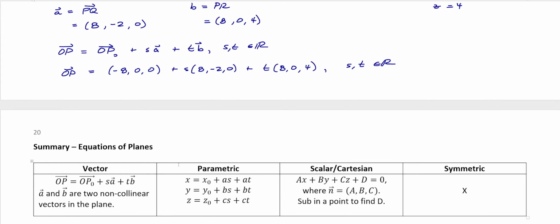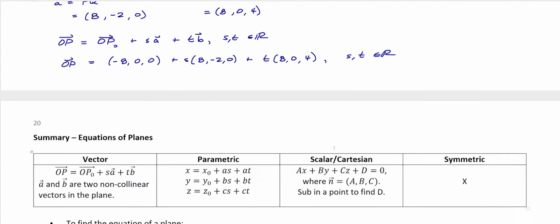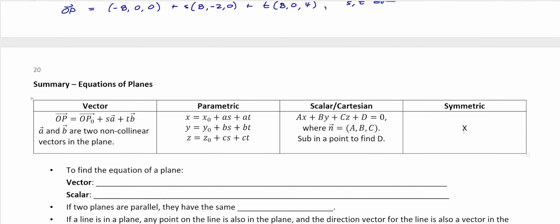Okay, we're going to create a little summary here of equations of planes. Recall that we can have a vector equation of the plane where we have OP is equal to OP naught plus sA plus tB right here. We're looking at this one. Parametric equations, scalar equations or Cartesian equations, that's what we just studied right now. We do not have symmetric equations.